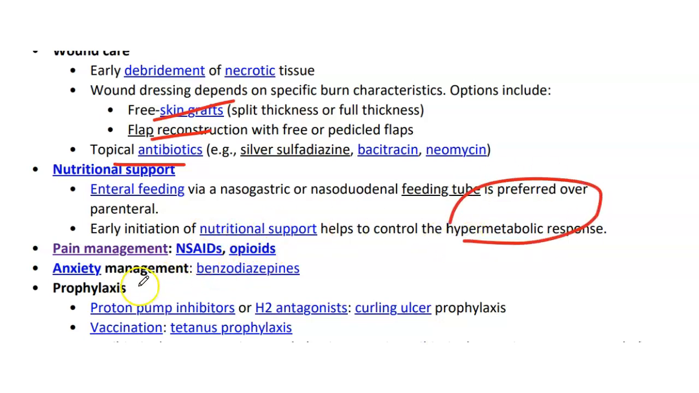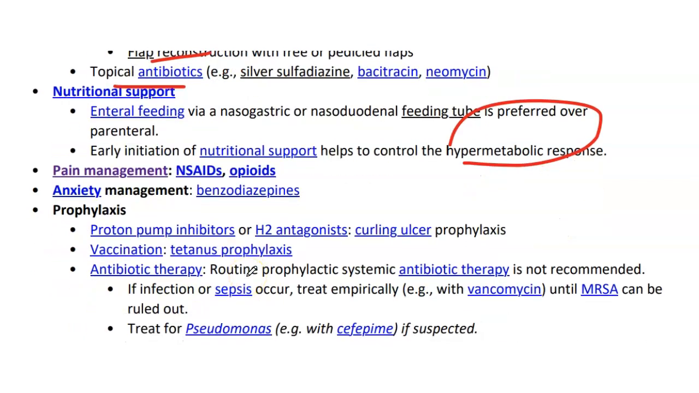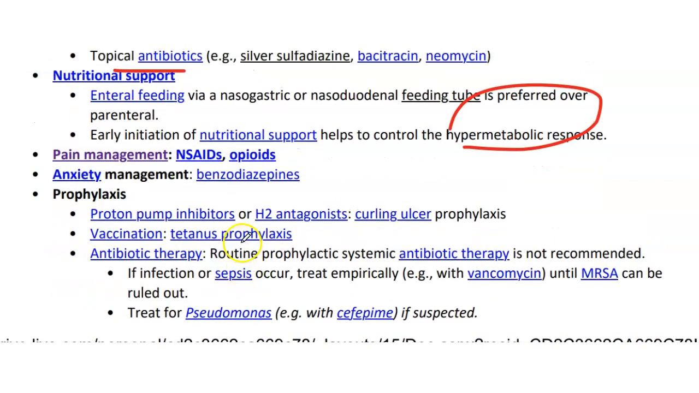Pain is treated with NSAIDs and opioids, anxiety with benzos, and prophylaxis treatment is given, like PPIs or H2 antagonists, for Curling ulcer due to stress. Vaccination like tetanus prophylaxis and antibiotics are given.